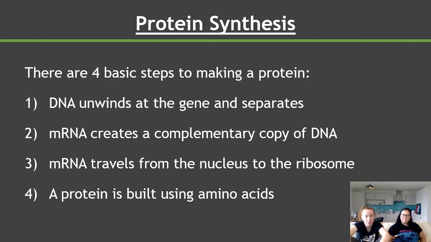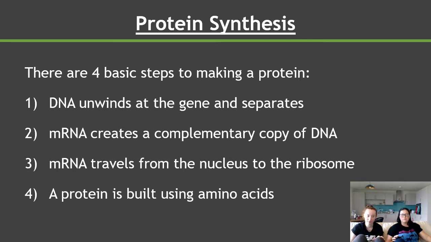Okay, so in protein synthesis, there are kind of 4 basic steps to making a protein, at this level. So the first thing is that the DNA will unwind, so that double helix will unwind and become almost like a ladder. And then actually at the gene that it wants, that will separate. So it will go from being a twisted shape to being a straight shape to then opening. So you have basically 2 free running strands of DNA where the gene that we want to copy is. The mRNA will then create a complementary copy. So basically it'll go along and go, okay, there's an A, there's a T, there's a C, there's an A, there's a T, there's a C, and match it up as it is.